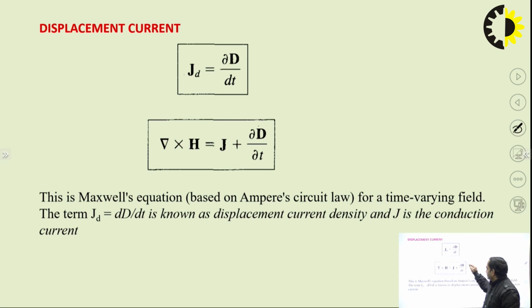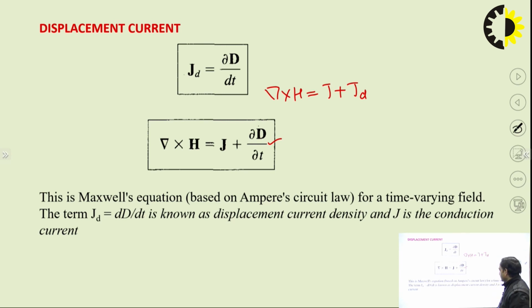So now, as we know, the previous equation was del cross H is equal to J, and now we have added the second component, that is JD. So in place of JD, we can put del D upon del T. So now the next Maxwell equation, or the modified Maxwell's equation, is del cross H is equal to J plus del D upon del T. So this is the modified Ampere's circuital law, or Ampere's circuital law in the time varying field.